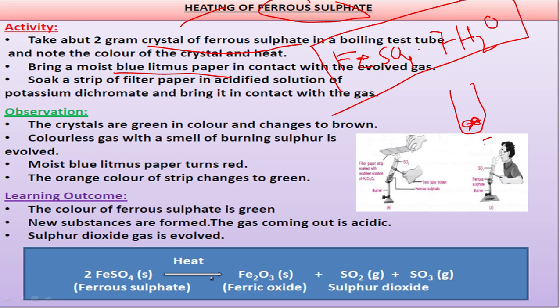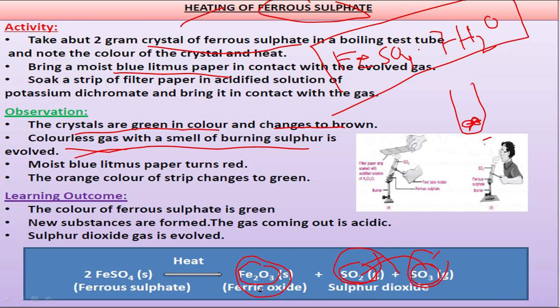You will observe that it gets converted to ferric oxide, and some gases will be released. The gases will be SO2 gas, that is sulfur dioxide gas, and sulfur trioxide gas. So these gases are a little bit suffocating in nature. So let us observe what observation is there during the reaction. The crystals are green in color and change to brown due to the formation of ferric oxide. A colorless gas with the smell of burning sulfur is evolved. So here these gases are colorless but have a burning sulfur smell. These gases will be sulfur dioxide gas and sulfur trioxide gas.